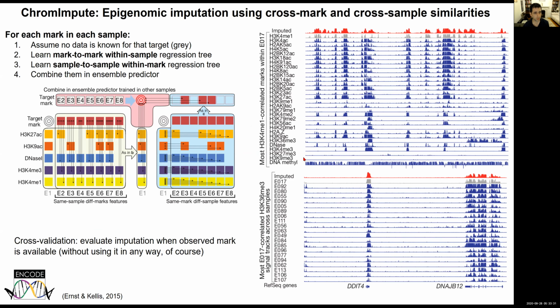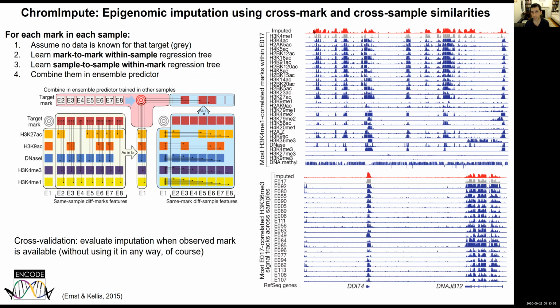So how do we impute the missing data? We basically use ChromImpute, which assumes that no data is known for the target assay in the target cell type, and uses mark-to-mark within-sample regression trees and sample-to-sample within-mark regression trees, and combines them in an ensemble predictor that basically predicts the target cell type for that mark.